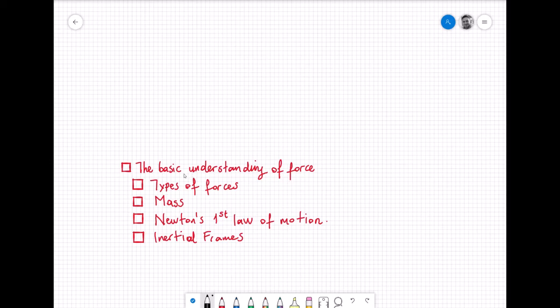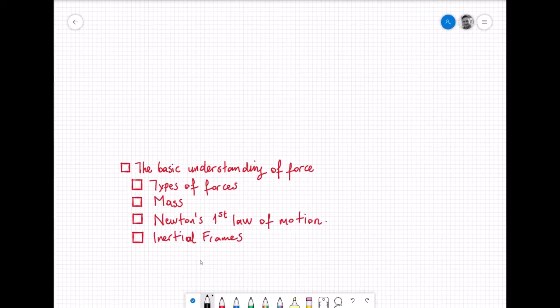In this video, we are going to try to build a basic understanding of force, types of forces, and mass, and how mass affects the motion of an object which is under the influence of a certain force, and Newton's first law of motion, and finally the inertial frames.